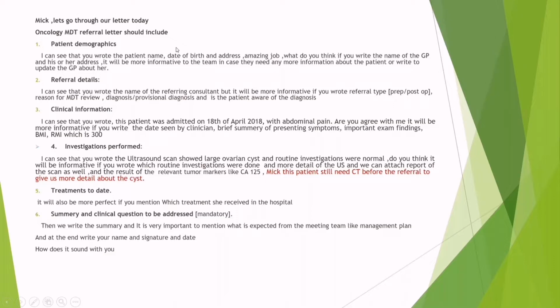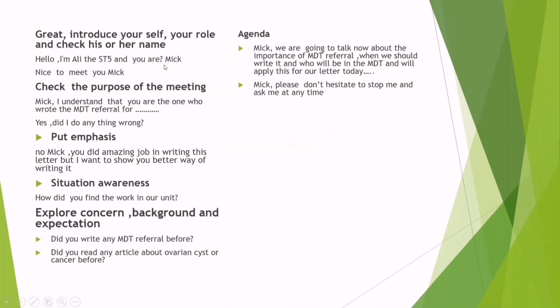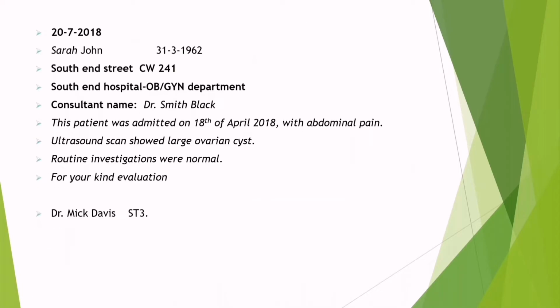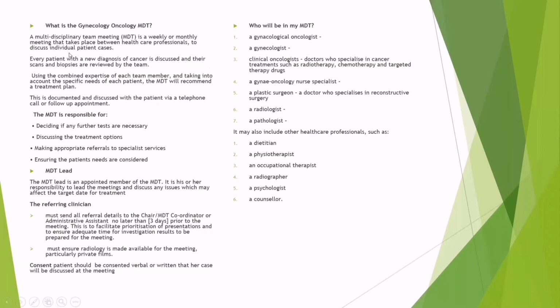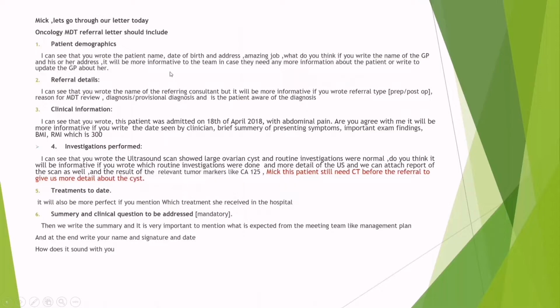So Mike, let's go through our letter today. I can see that you wrote the patient name and date of birth. Amazing job, Mike. What do you think if you write the name of the GP and his or her address? It will be more informative to the team in case we need more information about the patient, or to write back to update the GP about the patient. Am I clear? Yes, Ali.